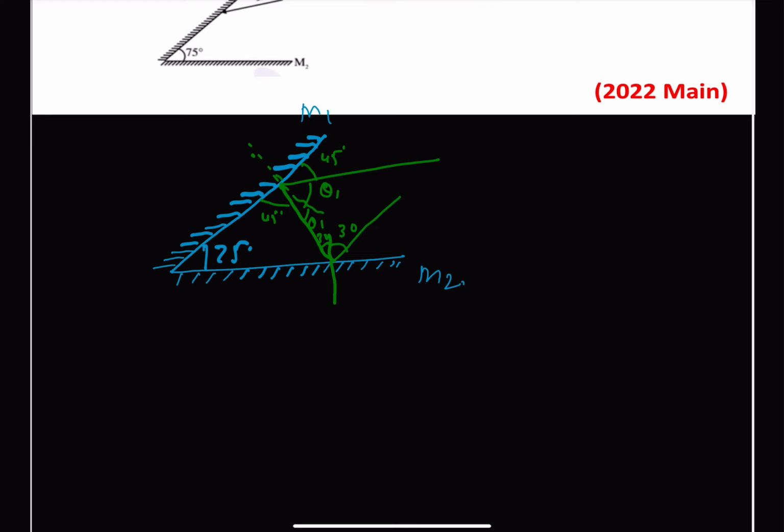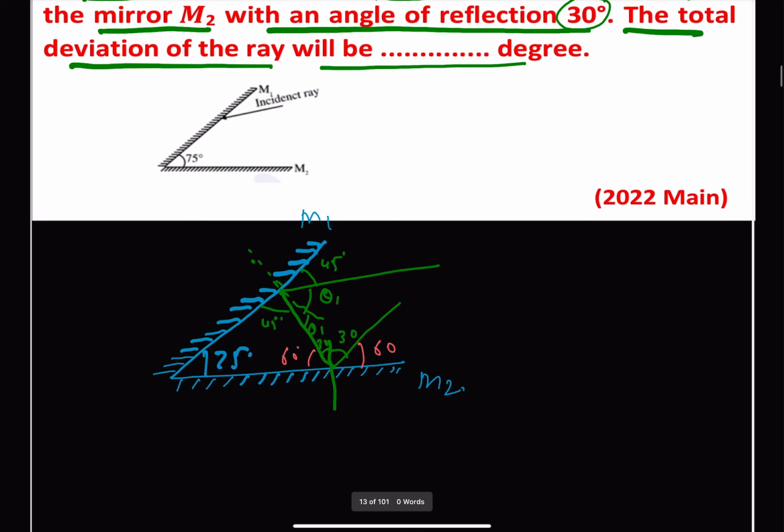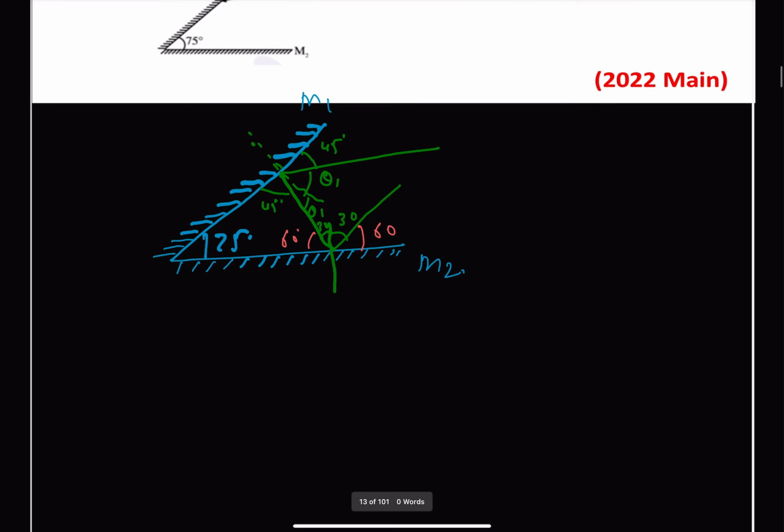Similarly, you can say these two angles, this will be about 60 and this will also be about 60. So we can just find out all these angles, and we need to find out the total deviation of the ray.